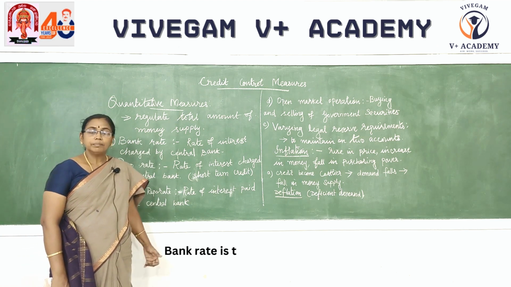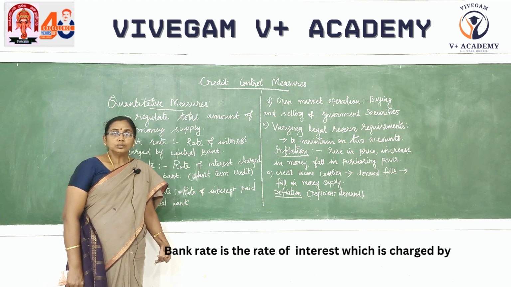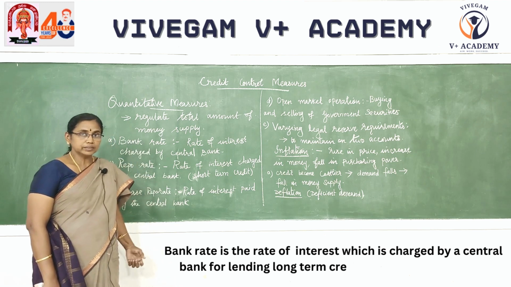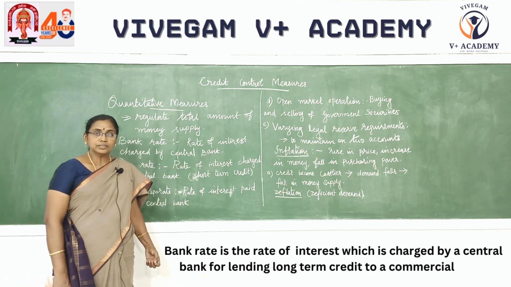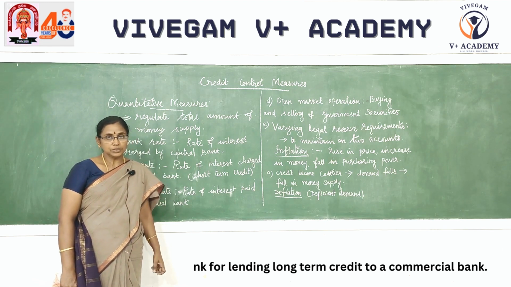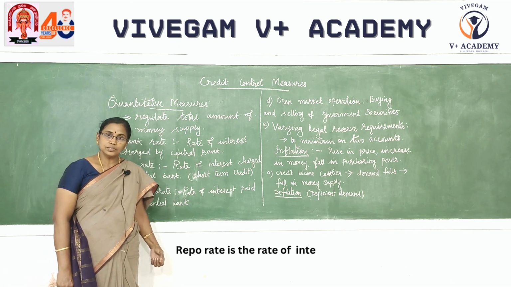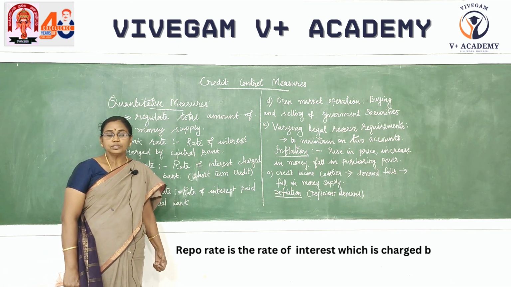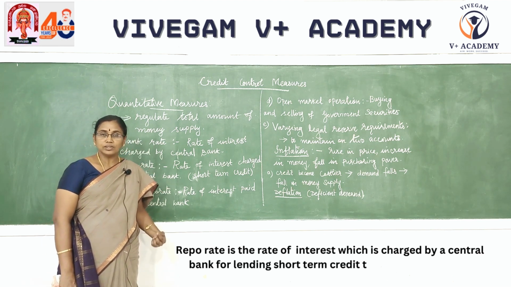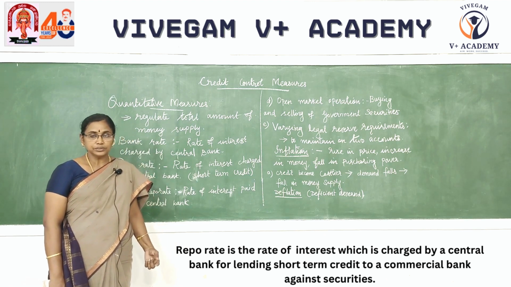What is bank rate? Bank rate is the rate of interest which is charged by the central bank for lending long term credit to the commercial banks. The second one is repo rate. Here also the rate of interest is charged by the central bank, but it is only for short term credit against securities. There is a slight difference between these two rates: one is long term, the other is short term against securities. I think it's clear to you.